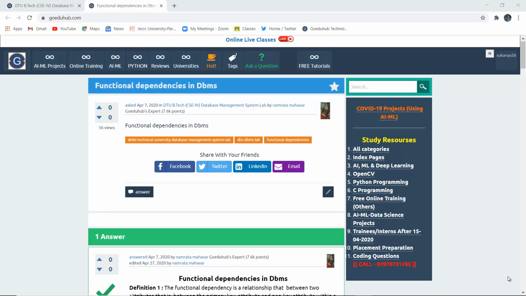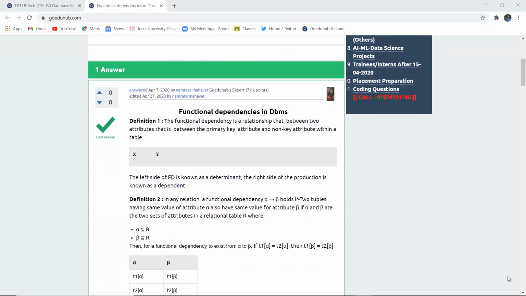in DBMS. The very basic definition is that functional dependency is a relationship between two attributes, that is, between the primary key attribute and a non-key attribute within a particular table. For example, this relationship X and Y. So it is a relationship between any primary key attribute and any non-key attribute.